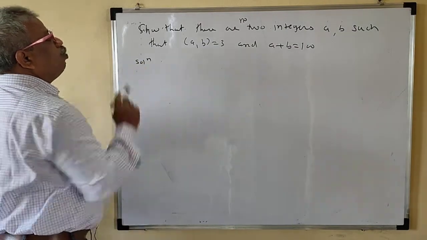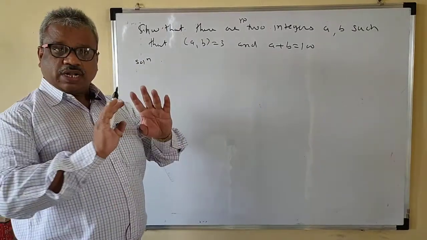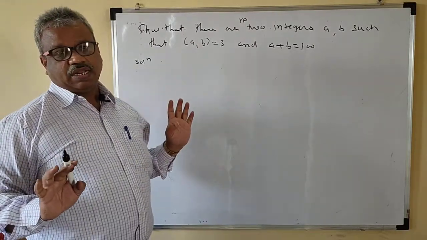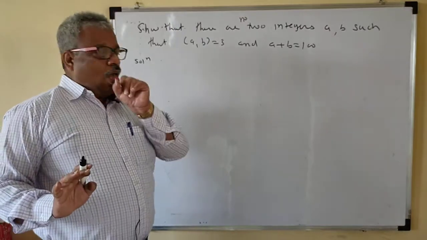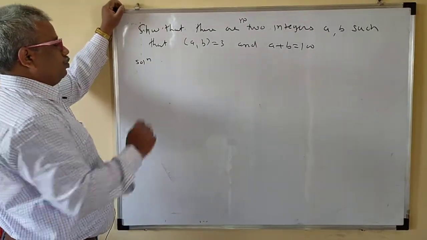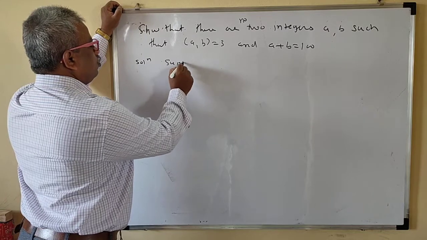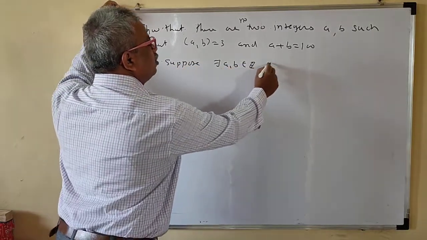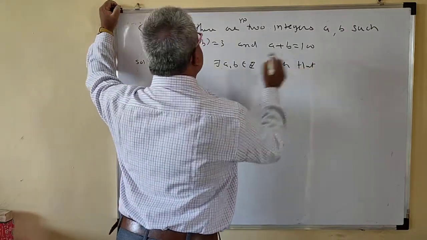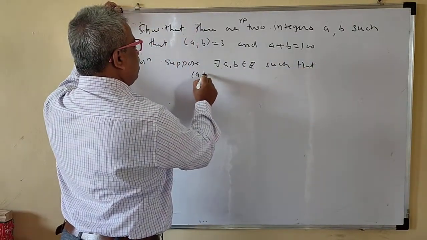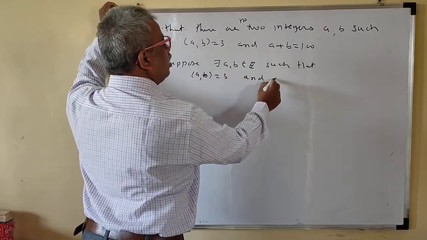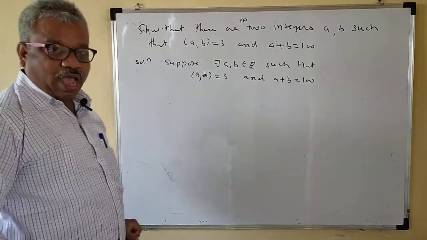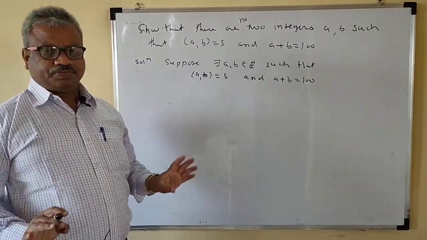Solution. What do I have to prove? That there do not exist two integers a and b such that their GCD is 3 and their sum is 100. Such numbers do not exist, that we want to prove. Suppose there exist a and b belonging to Z such that the GCD of a and b is 3 and a plus b is equal to 100. We assume that there exists such a pair.